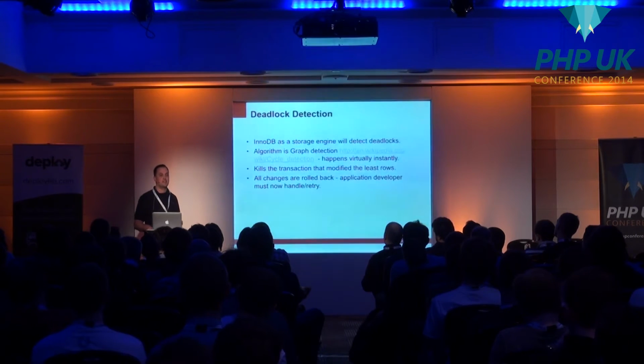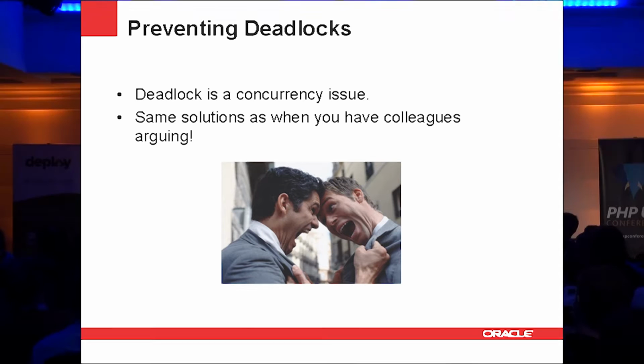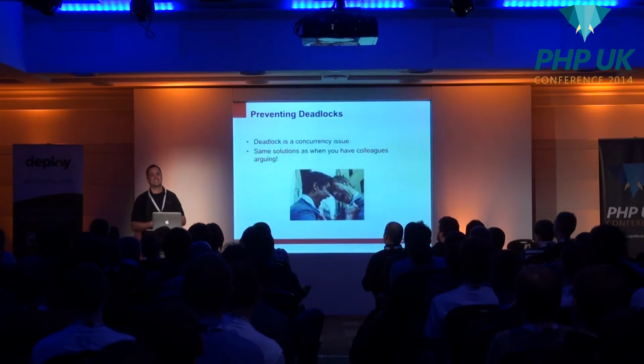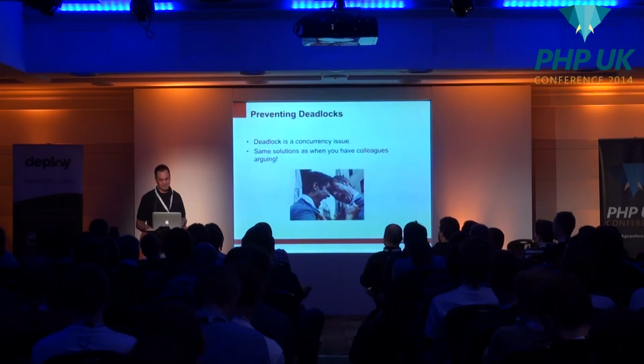Preventing deadlocks. I said it was the same as when you have two colleagues argue. They just get in each other's face. What are some potential solutions you might have if two people are always arguing when they're working on projects together? Deathmatch. Deathmatch? I wish I had that in my slide.